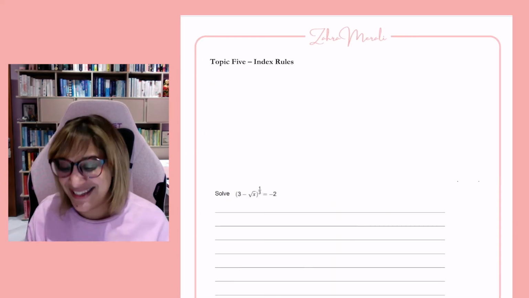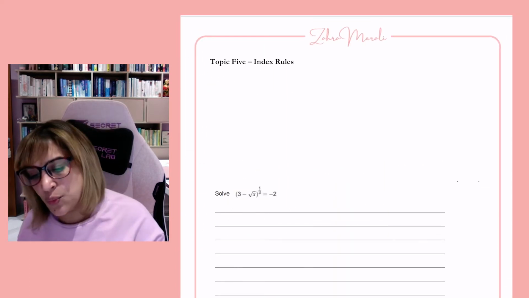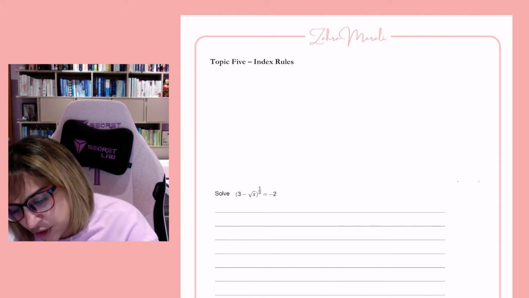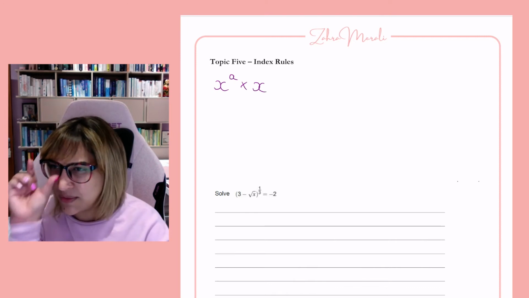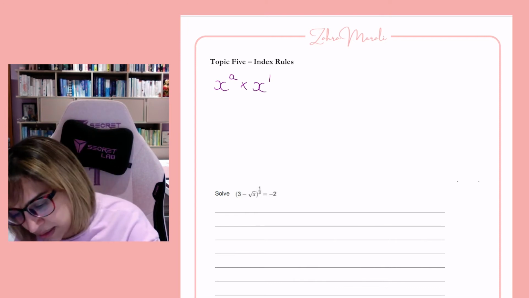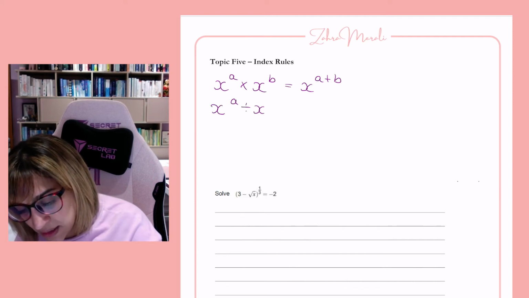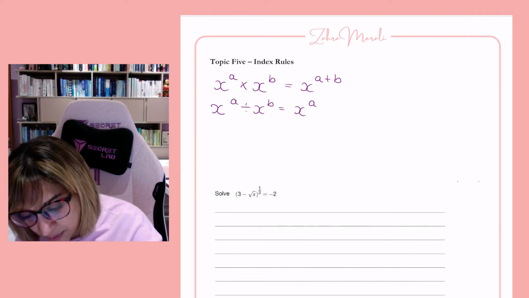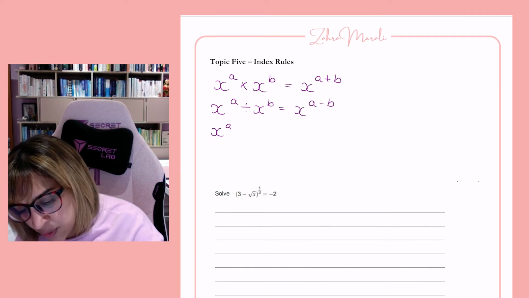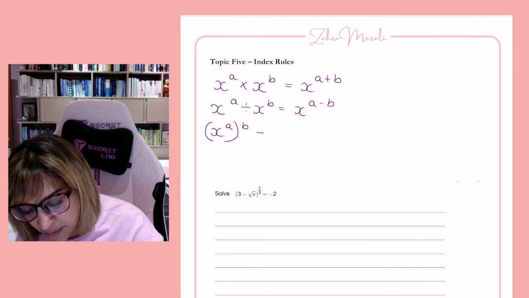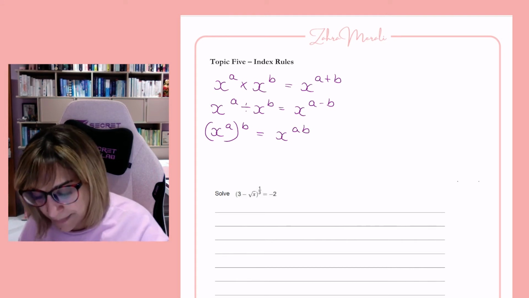Okay, index rules. Right, so we know from GCSE, if we've got x to the power of something, the x has to be the same, so that base number has to be the same. We're going to get a plus b. We know when we divide, we can take away the powers. We know when we do everything to the power, we're actually multiplying.